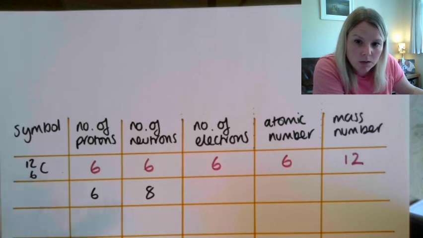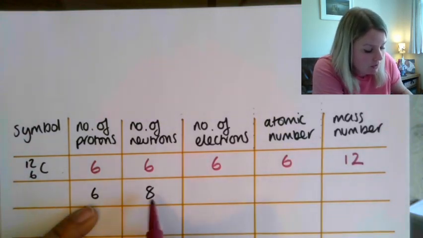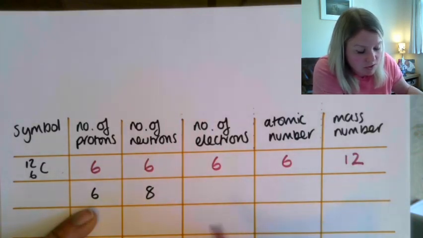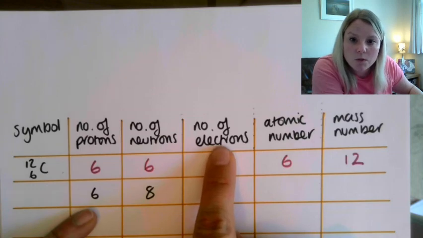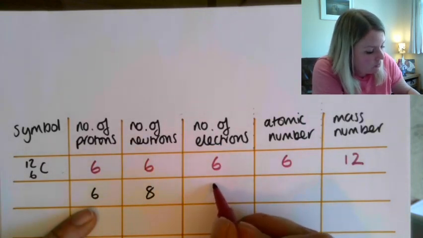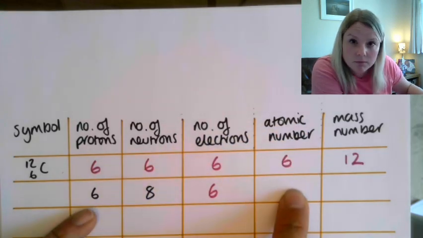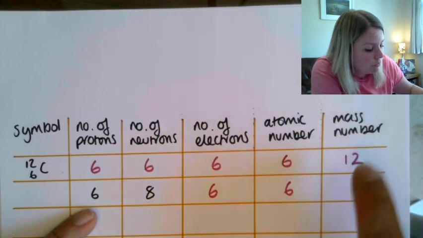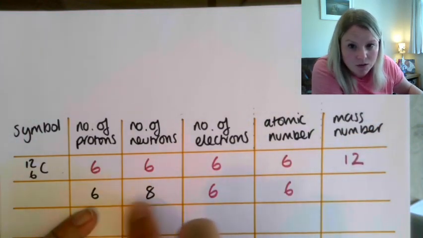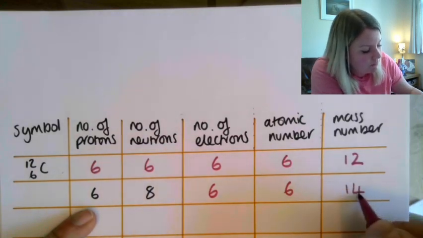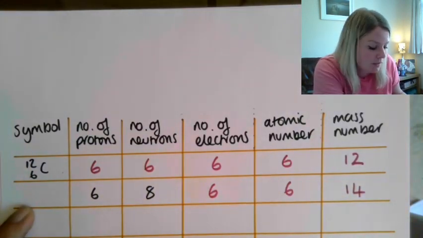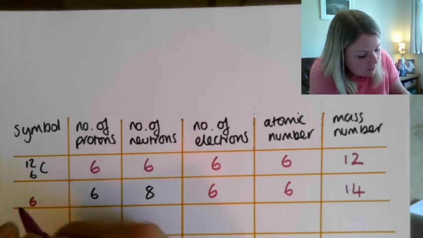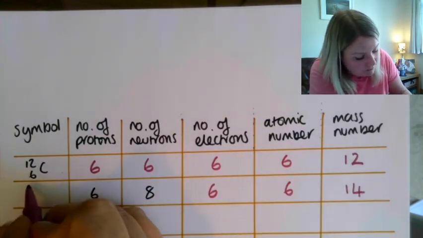Okay, now another row in this table, all it gives you is these two here. So first of all, I would fill in the rest of these numbers. The number of electrons is going to be the same as the number of protons, so that's going to be 6. The atomic number is the number of protons, so that's 6. And the mass number is the number of protons plus neutrons, so that's these two added together, so that's going to be 14. Then I can come over to my symbol. The bottom number, remember, is the atomic number, so that's 6, and the mass number is 14.